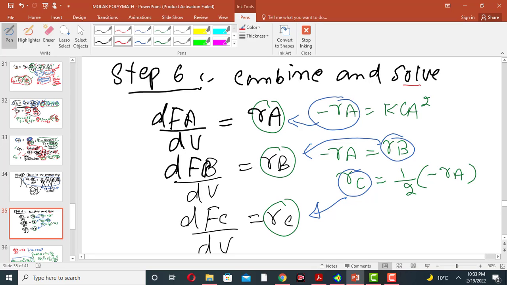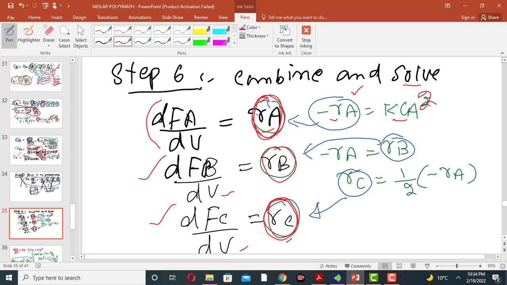So the mole balance equations were dFA divided by dV is equal to rA, dFB divided by dV is equal to rB, dFC divided by dV is equal to rC, where rA is the rate of component A, rB is the rate of component B, and rC is the rate of formation of component C in the PFR reactor, which is a microreactor. In the second step we showed that minus rA is equal to kCA square, because it was an elementary reaction. So in place of rA, you can write this relation for minus rA in this equation.